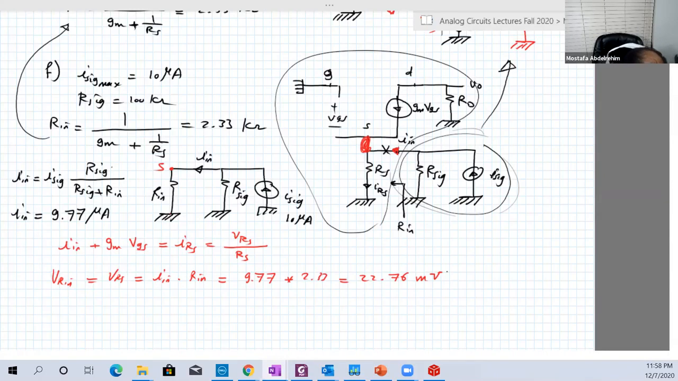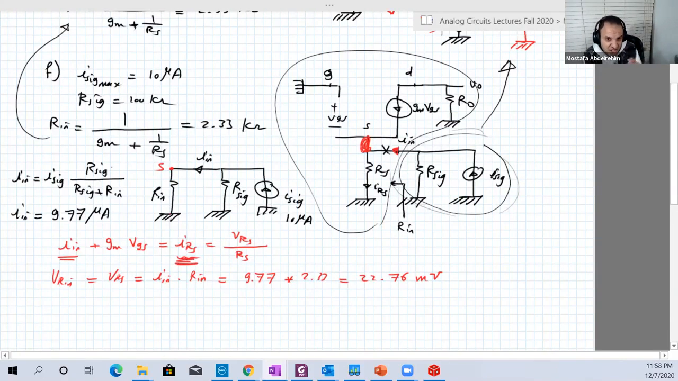Then we can determine this is VRS. So we can determine basically IRS. I input is known, 9.77 microamperes. GM VGS is also known. We don't need to determine VGS alone. We can just determine the whole GM VGS. So GM VGS, if we compensate, is equal to minus 9.11 microamperes.